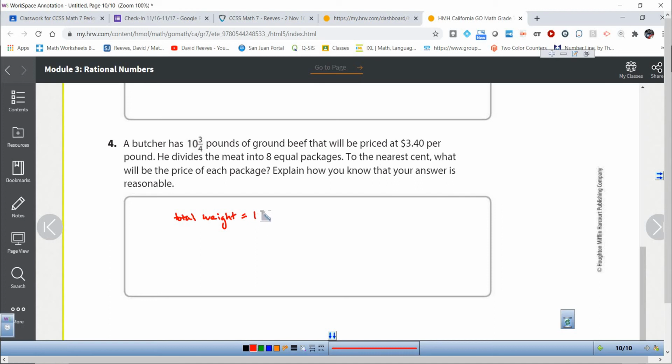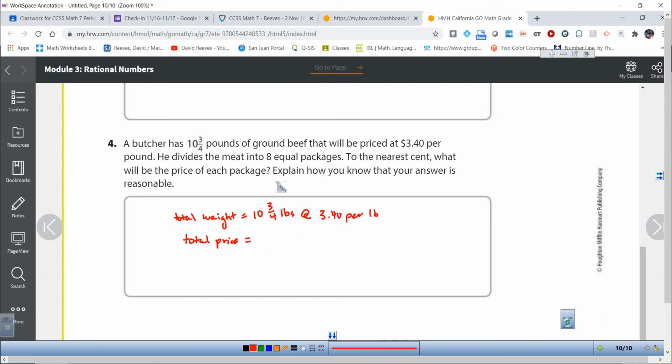is 10 3/4 pounds. All right? And it's at $3.40 per pound. All right, so what do we need to know? All right, we need to know the total price, don't we? All right, so how are we going to find that?